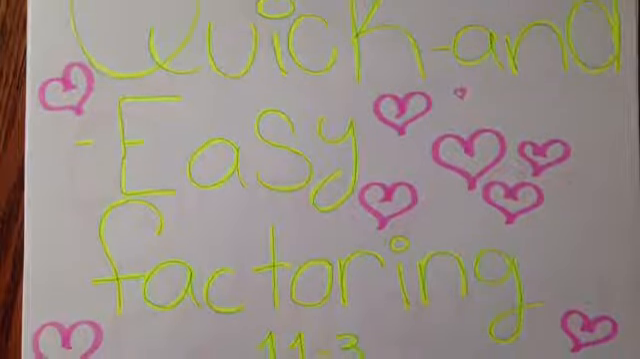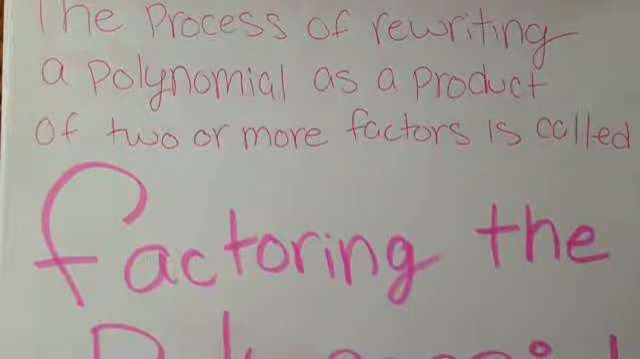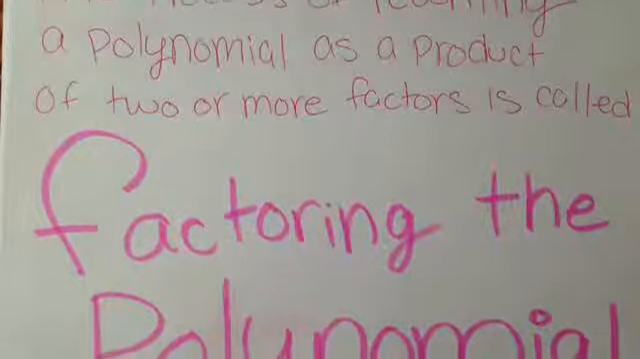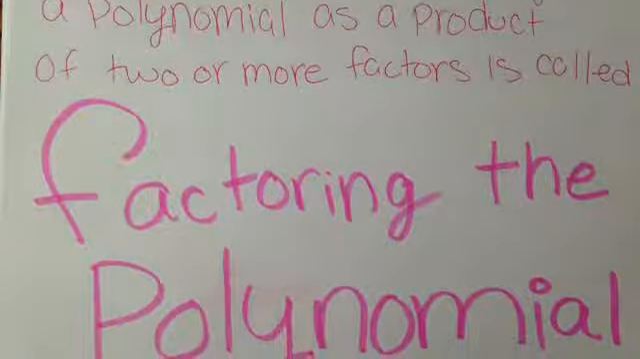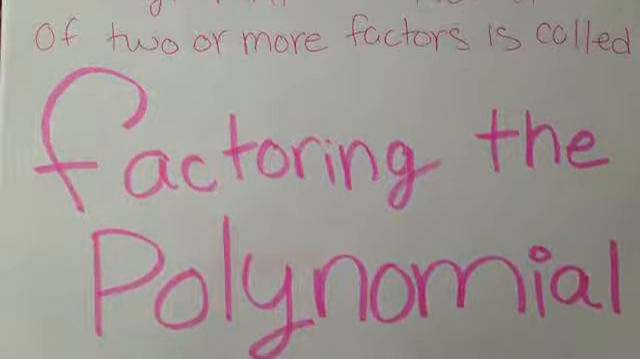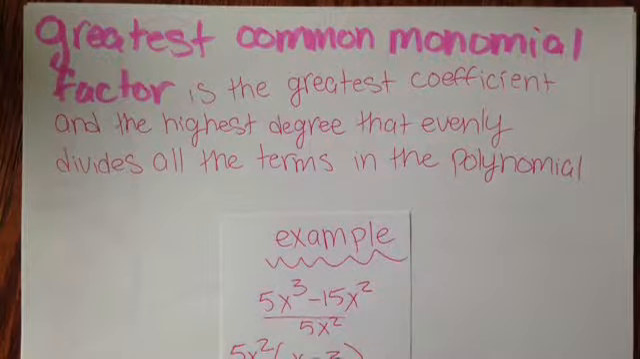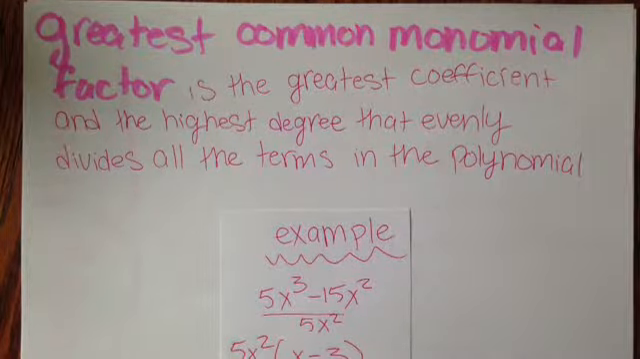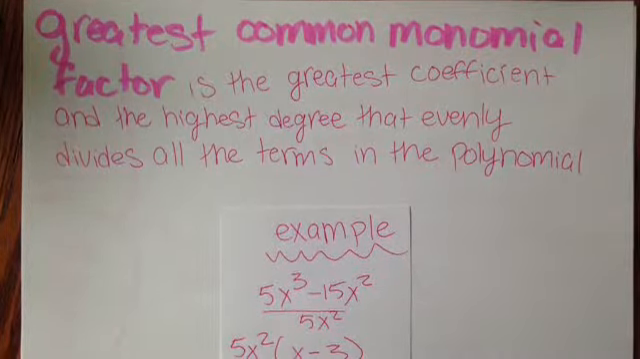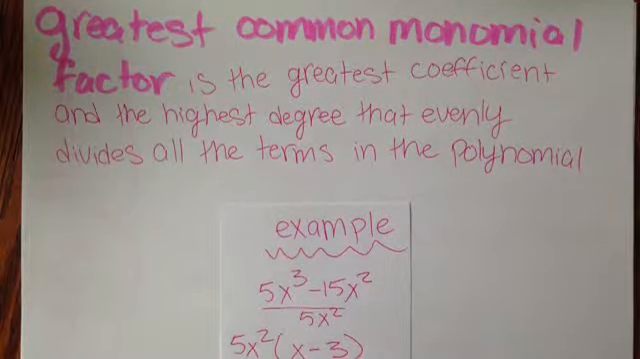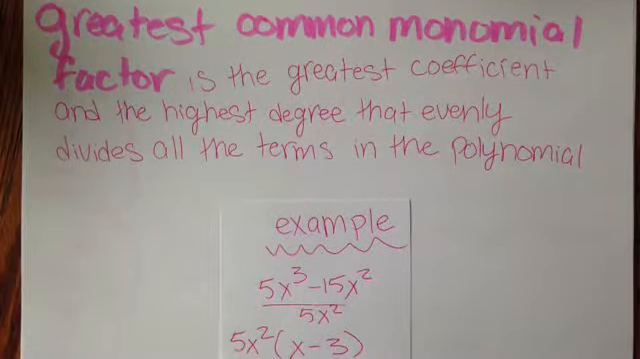Quick and easy factoring. The process of rewriting a polynomial as a product of two or more factors is called factoring the polynomial. The greatest common monomial factor is the greatest coefficient and the highest degree that evenly divides all the terms in the polynomial.